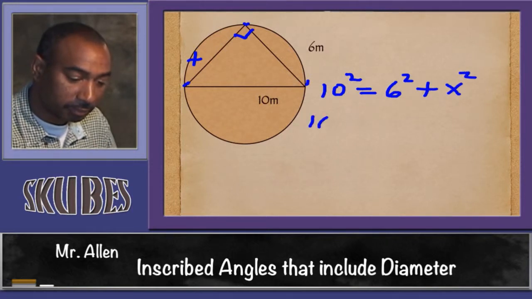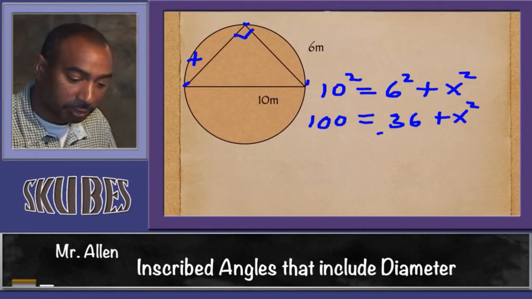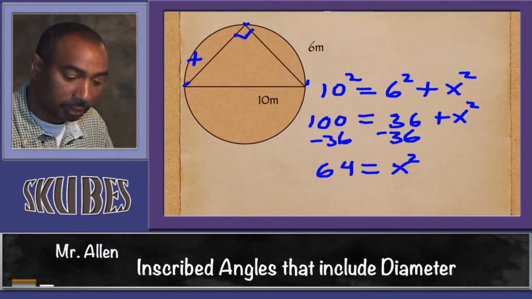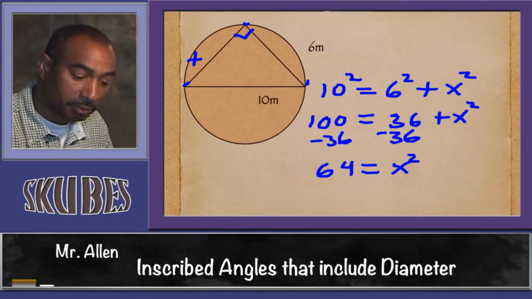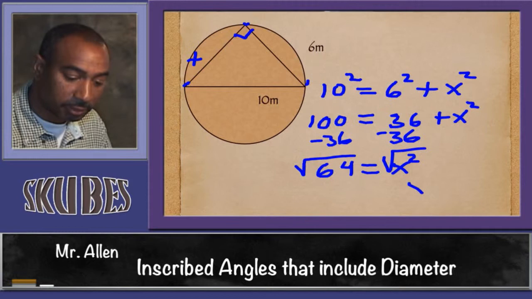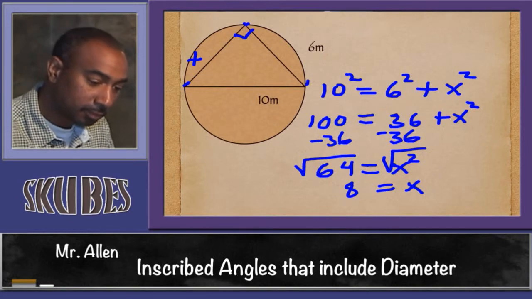So I get 100 equals 36 plus x squared. If I subtract 36 from both sides, I get 64 equals x squared. You take the square root to both sides, and you get x is equal to 8. So this has a length of 8 meters.